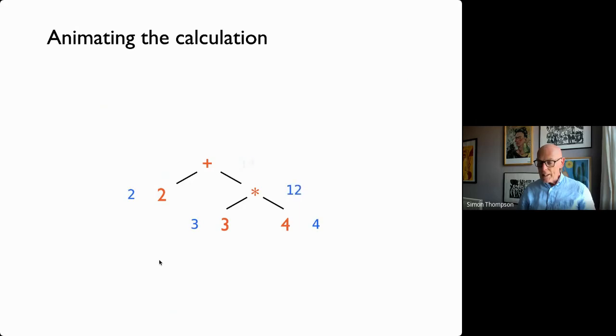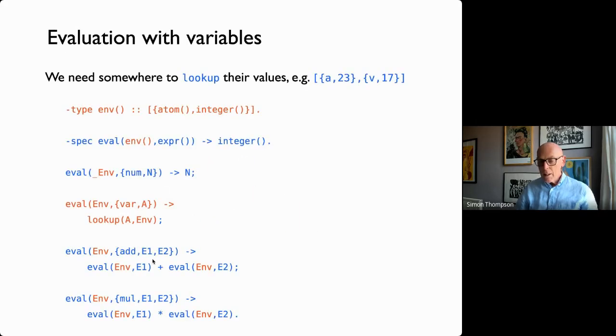What I want to say now is a bit more complicated. In order to feed into our evaluation, we need to know what value to give to variables. And we call this an environment. So here, I'm representing that like this, as a list of pairs. This is a list which says A is paired with 23, i.e. interpret A as 23, and V is interpreted as 17. And I'm going to imagine I've got a function to look up the value of a variable in that list. And I said an environment is a list of these atom integer pairs.